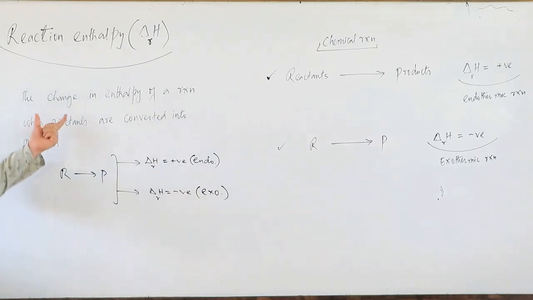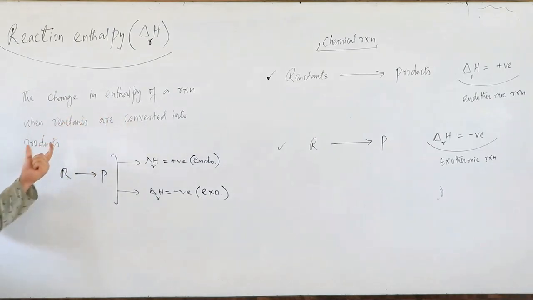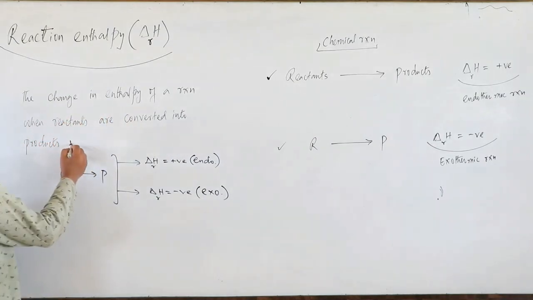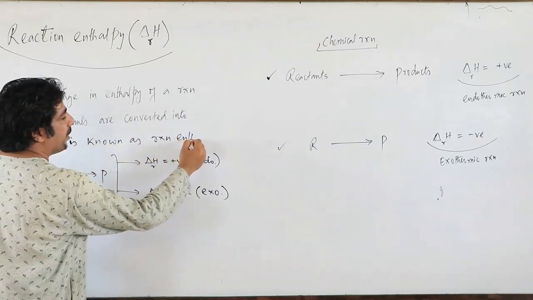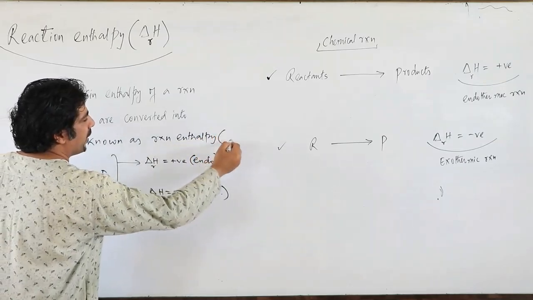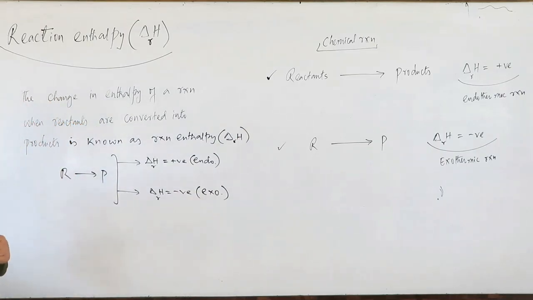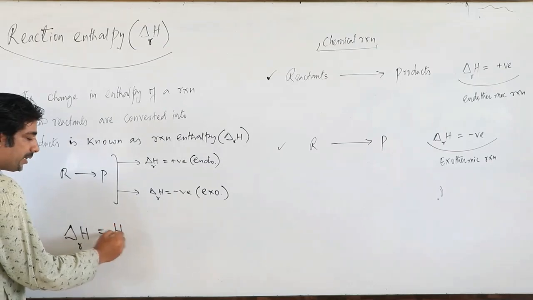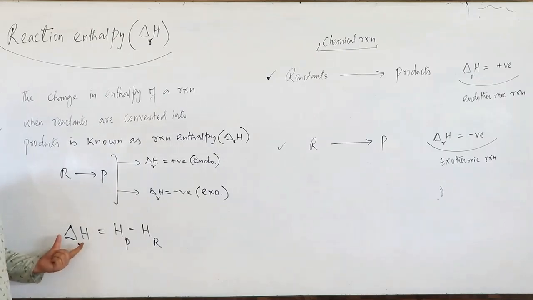So I hope you have understood that the change in enthalpy of a reaction when reactants are converted into products is known as reaction enthalpy. And we know that it's represented by delta HR. And one more expression which I taught you in the previous class was that delta HR, reaction enthalpy, is equal to enthalpy of products minus enthalpy of reactants. Here also we can talk about the positive value or negative value.